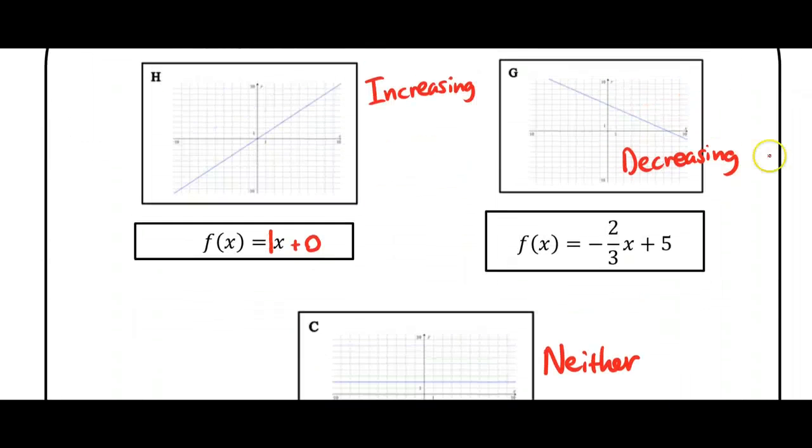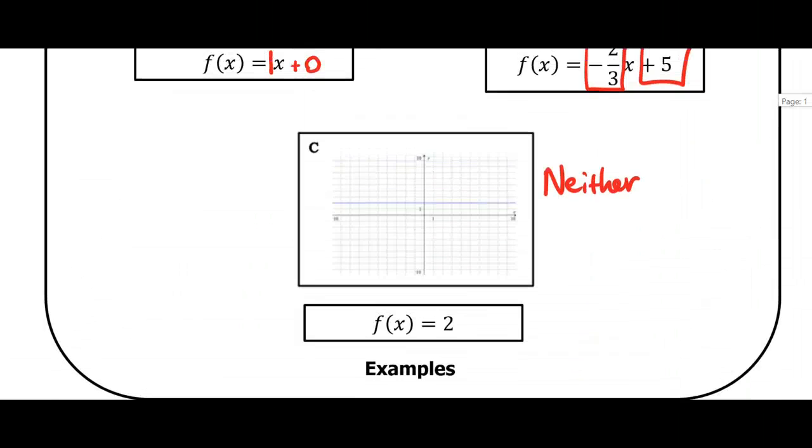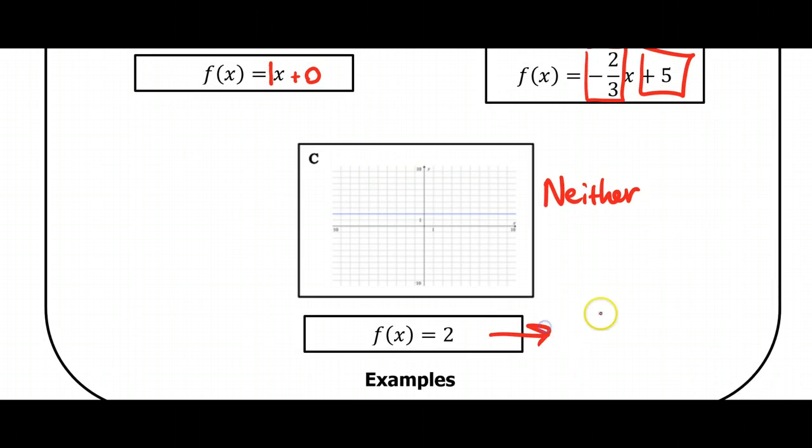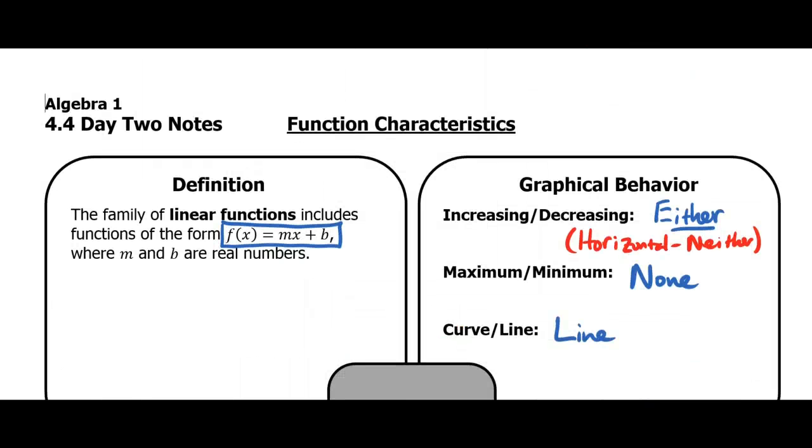Okay, f of x equals negative 2/3 x plus 5 fits in with that form. If we replace m with a negative 2/3 and b with a positive 5, then we get that same form. And then so does f of x equals 2. I could rewrite this as f of x equals 0x plus 2, and that would be the same thing as f of x equals 2, and that also fits that mx plus b form. So any equation that fits this form up here is going to give you a linear function.